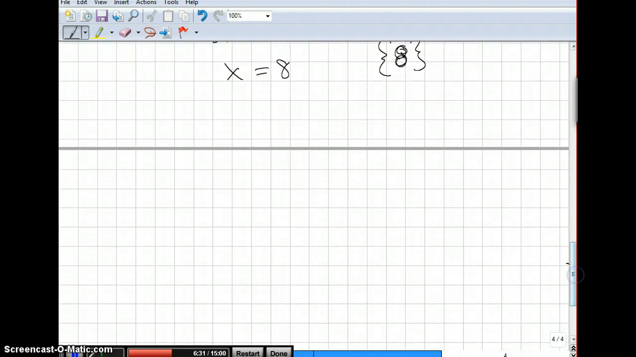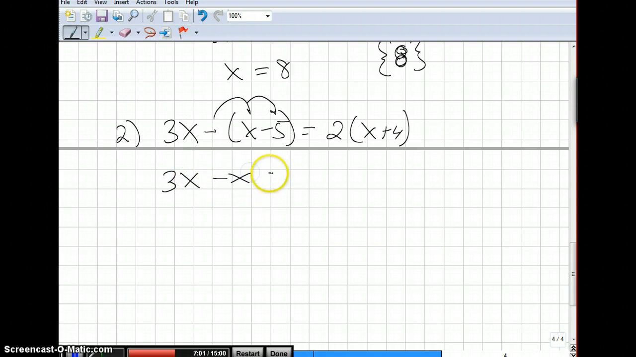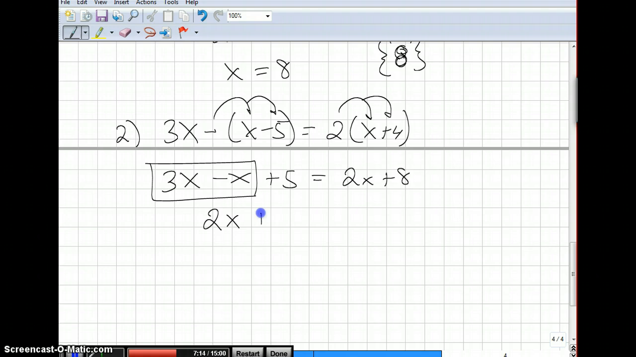Okay. Number 2. 3x minus the quantity x minus 5 equals 2 times the quantity x plus 4. So again, we want to get all our x's on one side, everything else on the other side. So we want to remove the parentheses, so we use the distributive property. Here we're distributing a negative, so we get 3x minus x plus 5 equals, distribute the 2, 2x plus 8. Collect like terms here, so that's 2x plus 5 equals 2x plus 8.